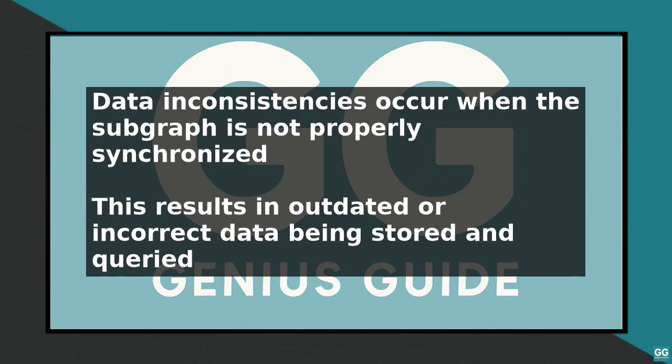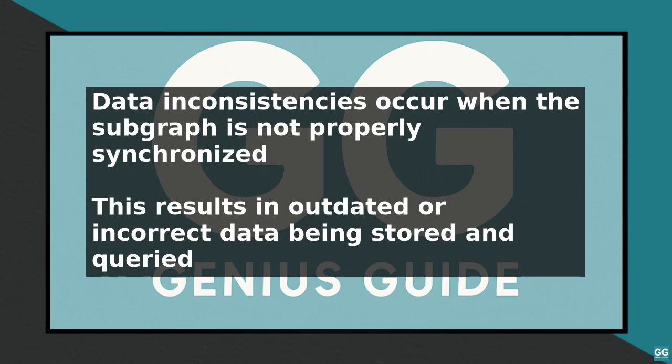Common Issue 1: Data inconsistencies. One of the most common issues with Uniswap Subgraph is data inconsistencies. This can occur when the subgraph is not properly synchronized with the Ethereum blockchain, resulting in outdated or incorrect data. To resolve this issue, developers can use the Graph protocol's built-in synchronization tools to ensure that the subgraph is up to date.